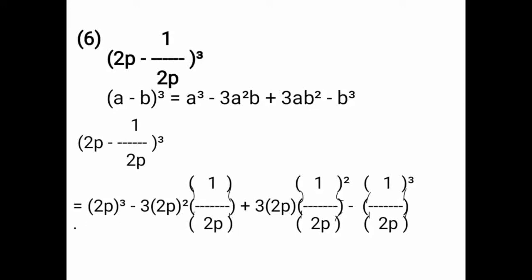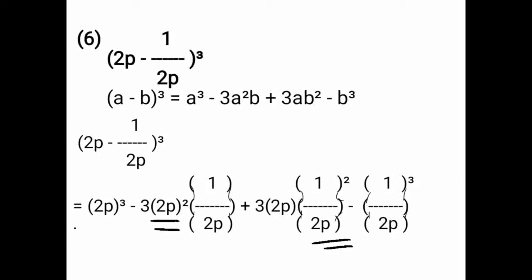And in minus b cube, 1 upon 2p the whole cube is there. You have to solve both numerator and denominator. Numerator is 1, cube of 1 is 1. Denominator is 2p, cube of 2 is 8. Then p cube will remain p cube. Here the answer will come 1 upon 8p cube. So this you have to write in multiplication form. Before writing multiplication form, you can do the squares directly here.